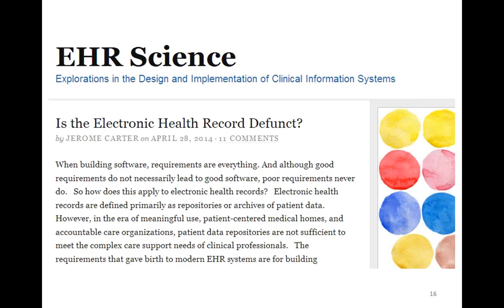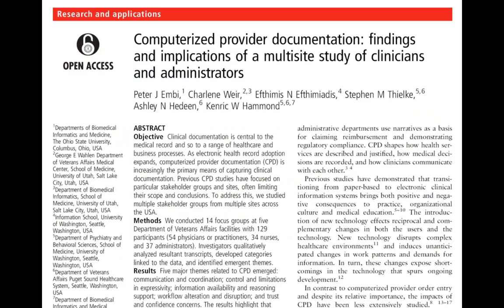A lot of people are writing about the need to reconceptualize the EHR in its entirety and where clinical documentation fits in. Next slide. And this is a recent study that actually collected data and views. When the slide advances here, there's a little delay. It's another aspect of using computers.